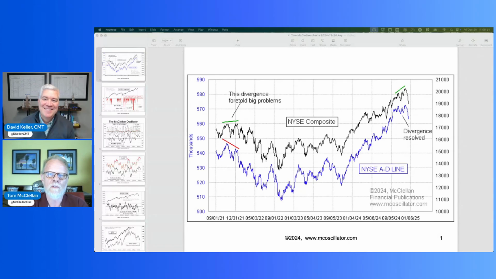Or is this an oversold opportunity in an uptrend? And it's probably more like an oversold opportunity in an uptrend. But I have grave worries about next year. But we're not into next year yet. We have an oversold opportunity to play.